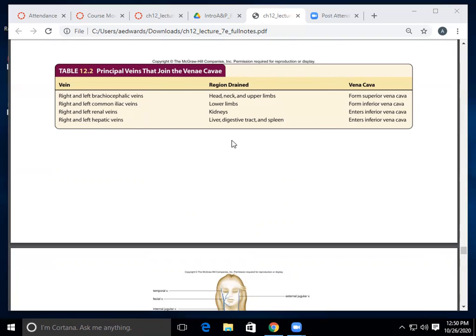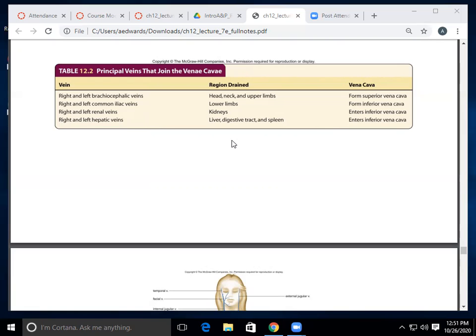And you have your right and left common iliac veins. Okay, what part of the body is associated with iliac? Your hip. Very good. So this is draining your lower limbs. It helps to form your inferior vena cava. Left and right renal veins. Renal means kidneys. So it drains your kidneys and it enters your inferior vena cava.